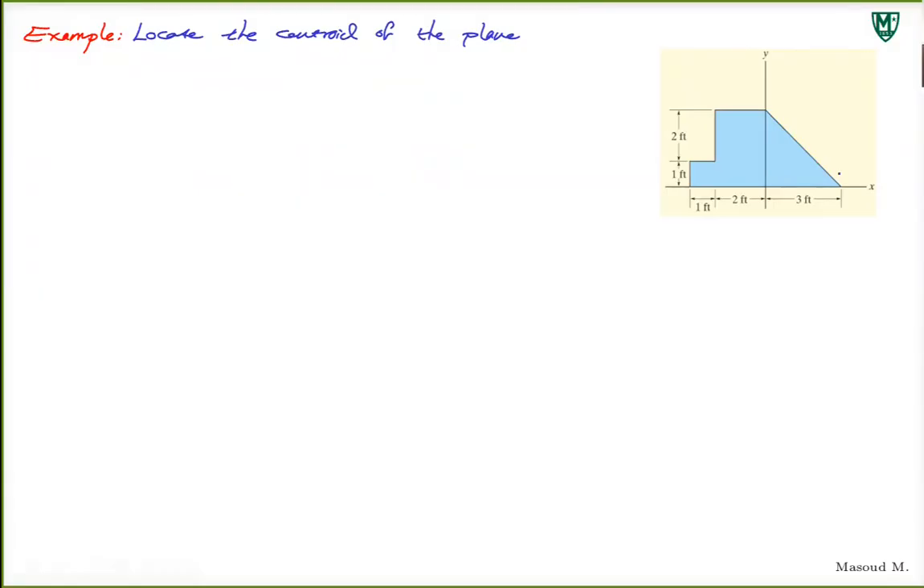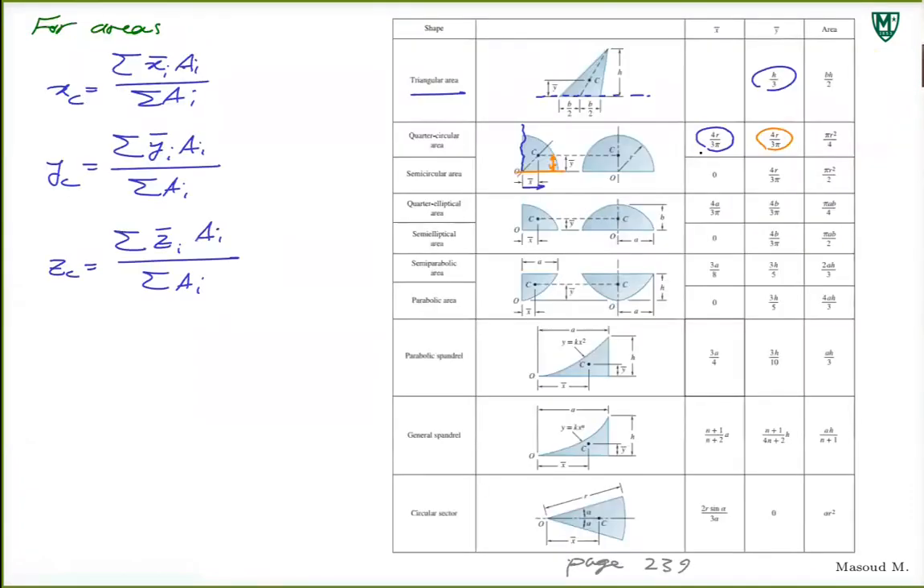Now, one way to do it, which is a good practice, is to break it into simple shapes. You might say, I'm going to break it into this triangle here, this segment, and this segment. And for each, if you go back to the table, well, for the triangle, there is an entry.